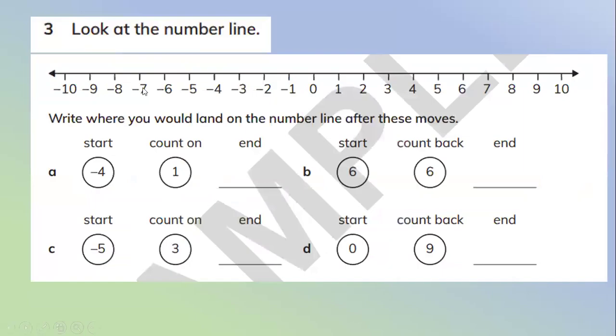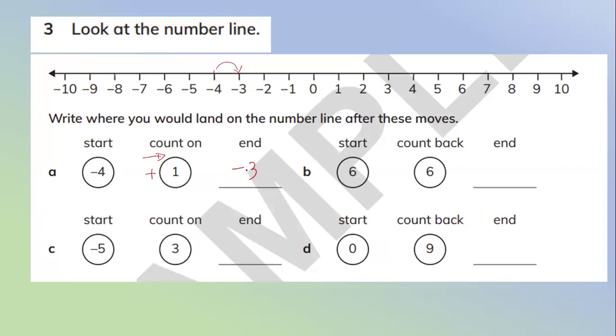Number 3, look at the number line. Number line is between -10 and +10. Write where you would land on the number line out of these moves. Okay, we start from -4. We count on, we have to add, or we have to go to the right. Count on 1, -4 here, and count on 1 is -3.